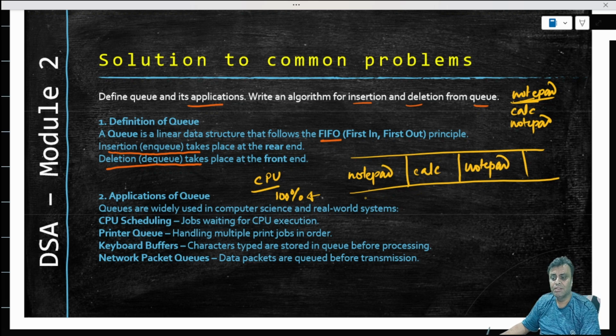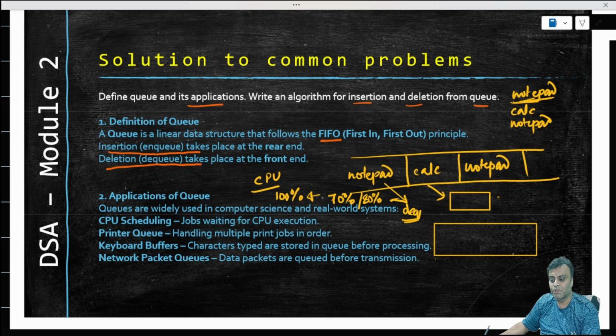Now at this stage, your CPU has come to, let's say, 70%. Then this notepad will be dequeued, right? This notepad will be dequeued and it will open up for you, right? The CPU is right now at 80%. So let's say the CPU has become 80%. When that happens, then this calculator will be dequeued and calculator will open up for you.